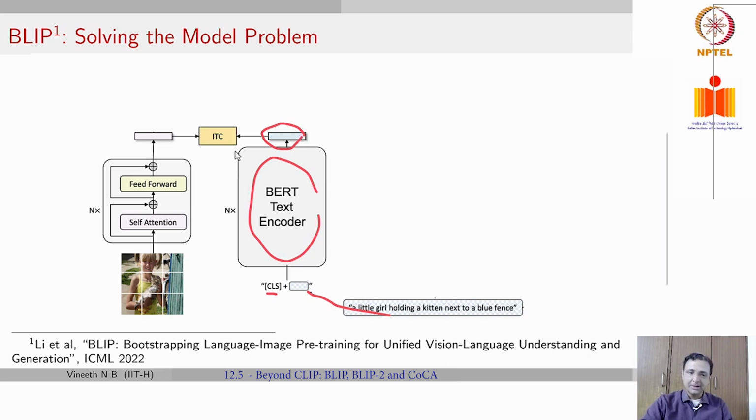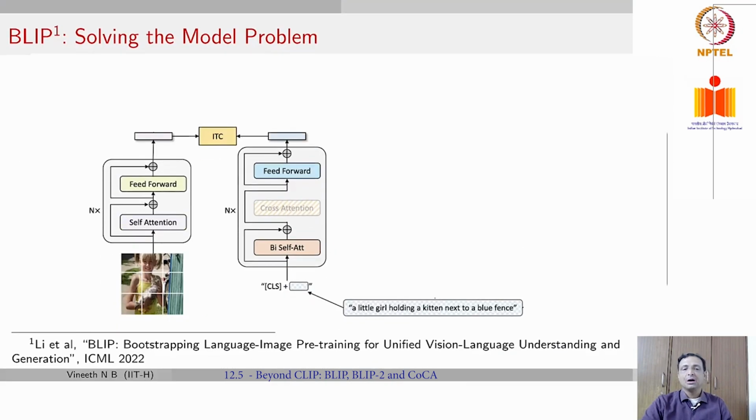So there is an image text contrastive loss. We'll come to this in a moment as to how that is done. Now this BERT text encoder has a bidirectional self-attention, which means the self-attention goes on either side of a given token in the sentence. There is no cross-attention component here because there is no image feeding in at this point in time into the text encoder. So there is just a feed-forward layer a little later in the transformer, and you have a final embedding that comes out of the transformer.